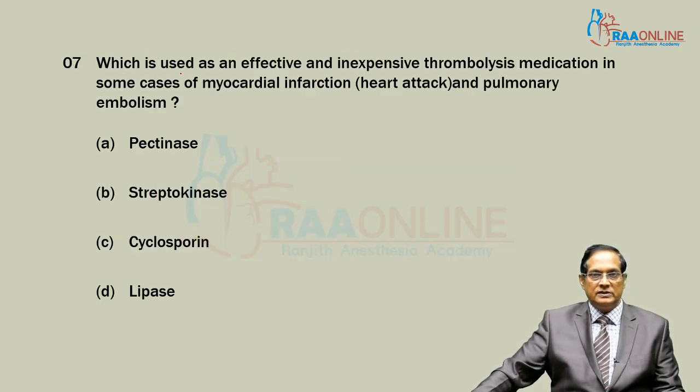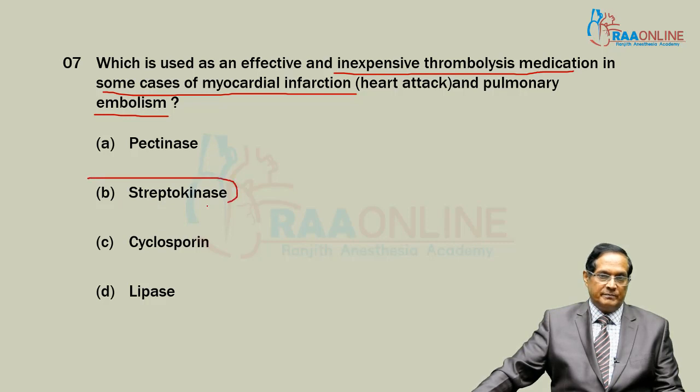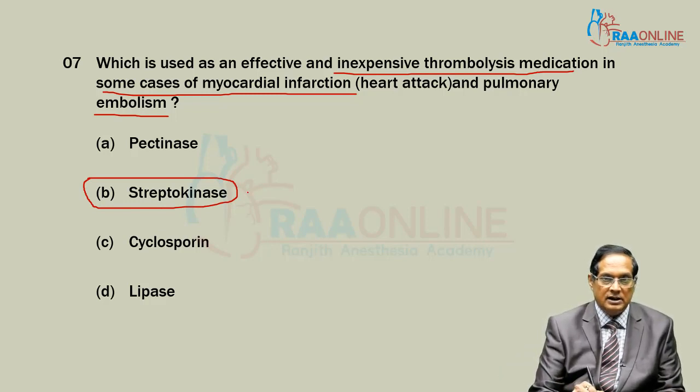Question number seven, which is used as an effective, inexpensive thrombolytic medicine in some cases of myocardial infarction and pulmonary embolism. This answer is correct. Streptokinase, an enzyme known as clot burster. This is also called clot burster. That is, it dissolves clots. Streptokinase enzyme dissolves clots.